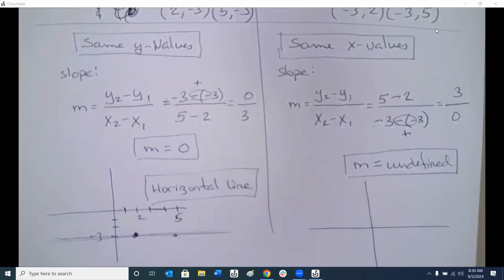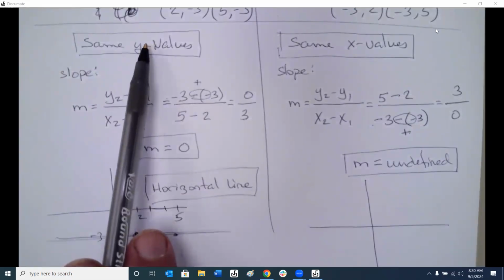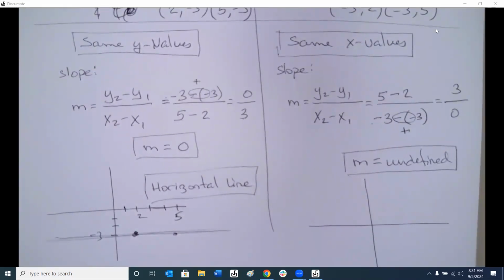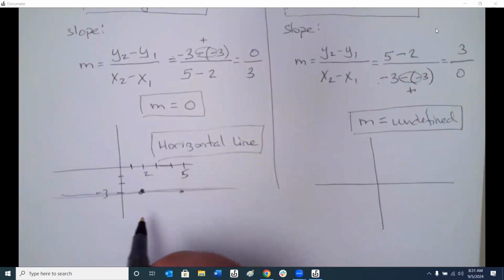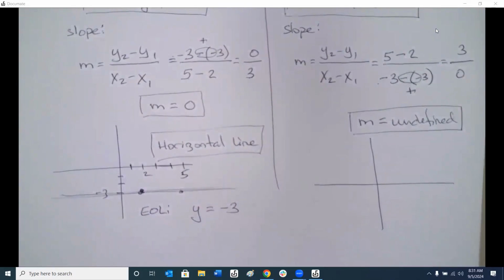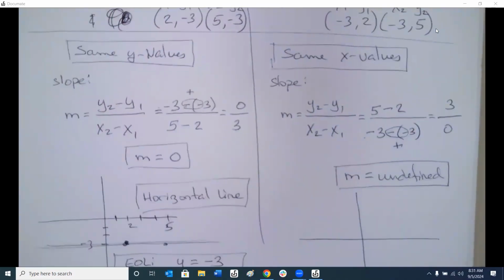So all of these are interchangeable. If I say the line's horizontal, what does that give you? What do you know already? If I tell you the line's horizontal, that means the slope is 0. That means you have the same y values. What that means is the equation of the line is y equals -3 in this case. If you have the same y values, that's the equation of the line. y equals -3.